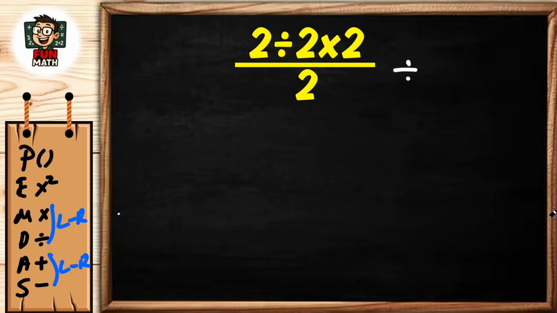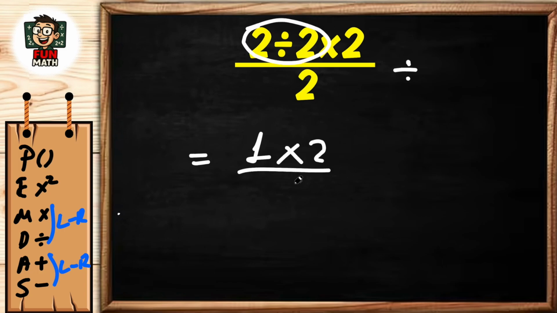First division: 2 divided by 2 equals 1. Now multiplication: 1 times 2 equals 2. Finally division: 2 divided by 2 equals 1. We solved the solution in detail.